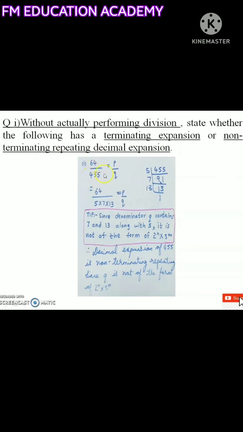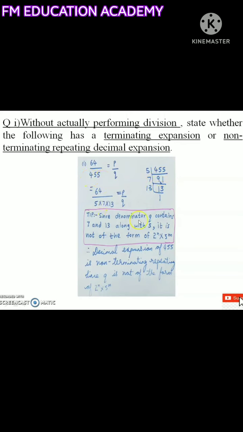So I'm taking the prime factorization of 455. Since 5 is present here, it will go in the 5 table. 5 9s are 45, 5 1s are 5. And here I have 91, so I will try with the 7 table. 7 1s are 7, 9 minus 7 is 2, 1. 7 3s are 21. Now 13 is a prime number, so 13 1s are 13. So 455 can be written as 5 into 7 into 13.